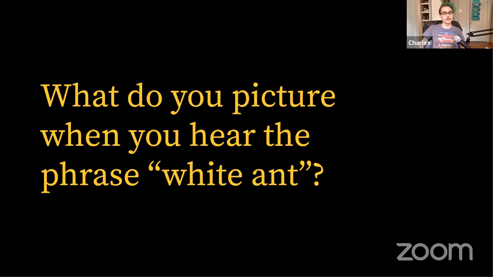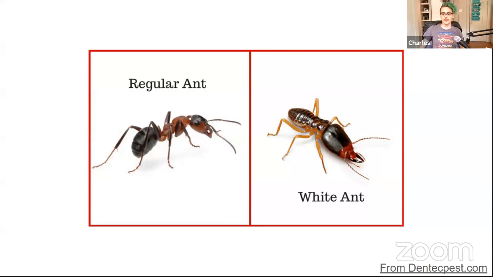Now I'd like you to picture something corresponding to the phrase white ant. So white ant, what you've got in mind is probably an ant that is the color white. And that's actually very reasonable, but a white ant is neither white nor in fact an ant. So that's a picture of a white ant on the right side. It's a termite and it is brown, the same color as regular ants.